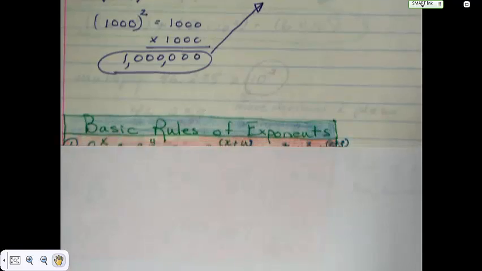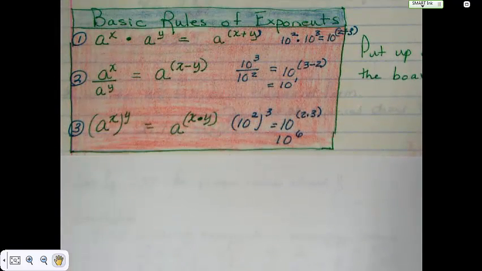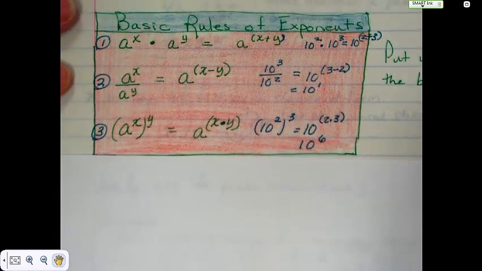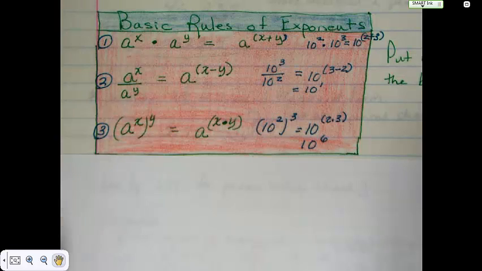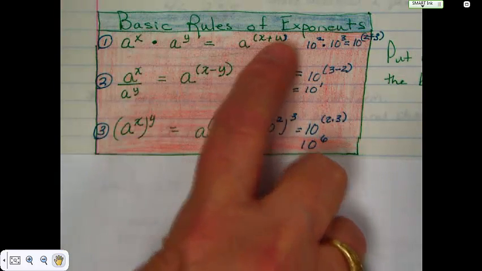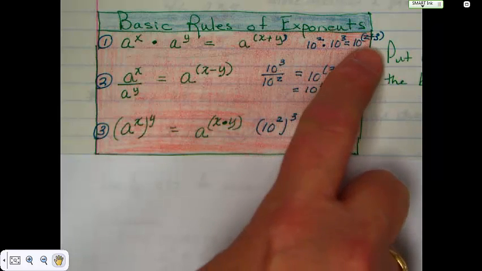Now, this is something you've got to put in your notes. Got to put these in your notes, the rules of exponents. A to the x times a to the y is a to the x plus y. Example: 10 to the second times 10 to the third is 10 to the 2 plus 3.